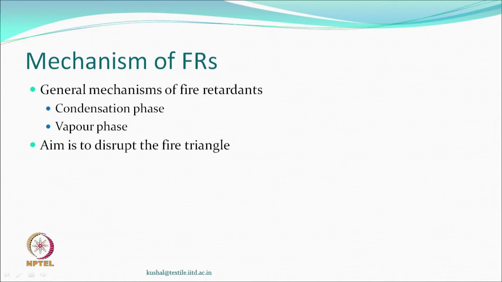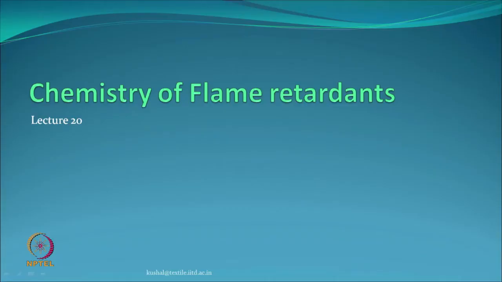Generally, we did say that there are two basic mechanisms. One is called the solid phase or condensation mechanism, and the other is the vapor phase mechanism. We did learn something about them. The aim of all these things, whichever kind of compound may be used, will be to somehow disrupt this fire triangle, right. So, today we will learn a little bit of the chemistry of some of the fire retardants and introduce various types of possible flame retardants.